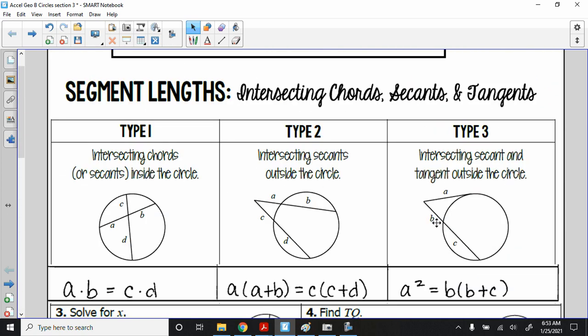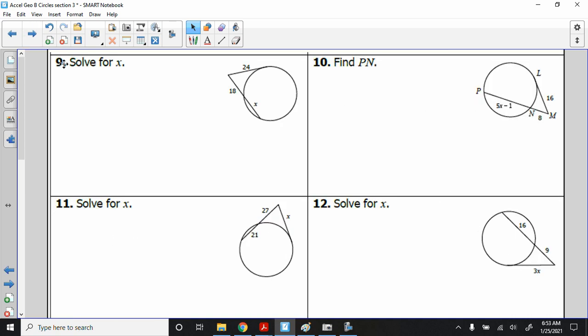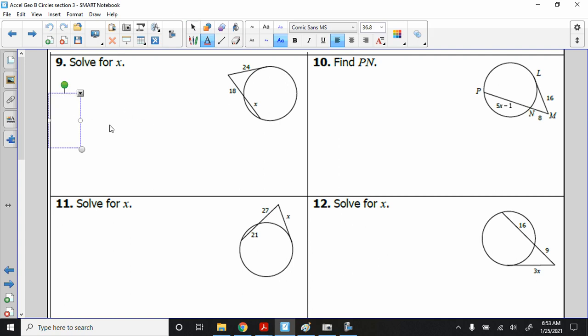Third type is this tangent out here, you're going to square. So it'd be A times A, and then this one would be the exact same thing from type 2, B in front of parentheses, B plus C. Okay, so this first one of type 3, I'm just going to say 24 times 24. So that is my square of the first one, and then 18 in front of x plus 18.